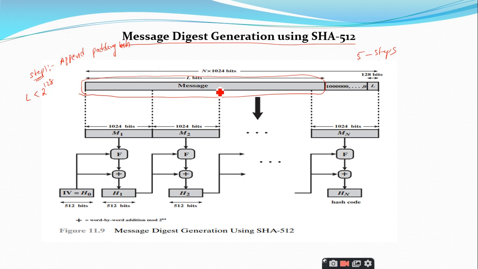And for this message, as a first step, what we are going to do is we are going to append the padding bits. Why we are going to add these padding bits is the message is padded so that the length is congruent to 896 mod 1024. So you are making this entire message divided into equal sized blocks, that is 1024 bits. This is one block and this is second block, and we have n blocks here, and each and every block is 1024 bits.